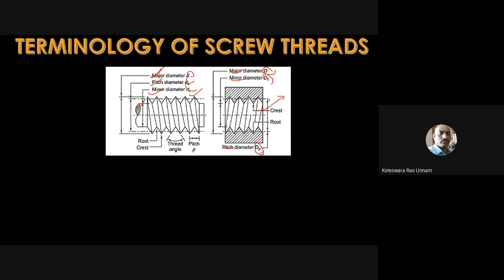What is the major diameter? One by one: what is the pitch diameter? What is the minor diameter? Similarly, what is the pitch value? What is the thread angle? And also, what are the root and crest? These two are also different for internal and external threads. Here, crest and root are different. You can see that this point, the highest point in the thread, we'll call a crest in the case of an external thread.